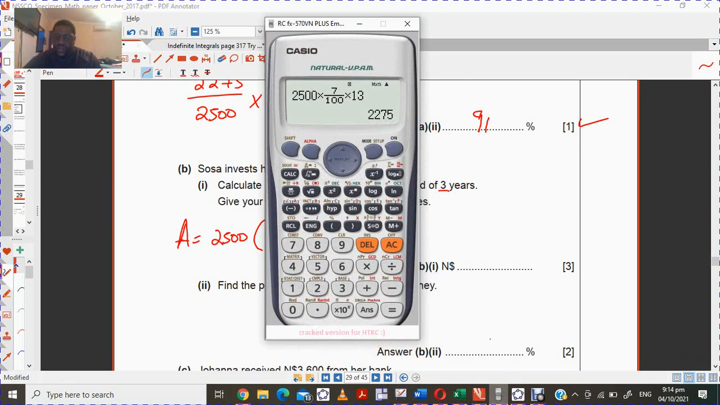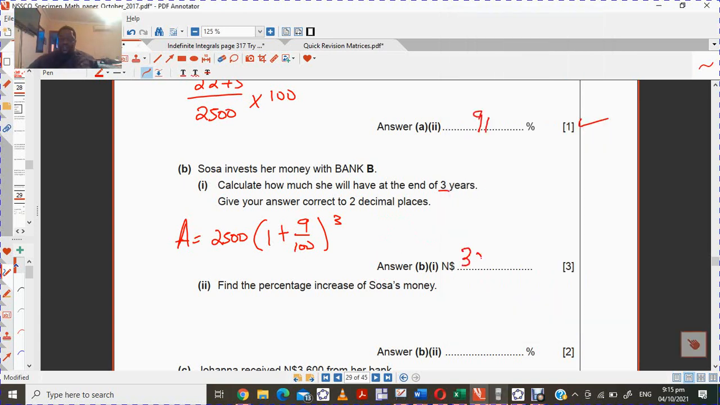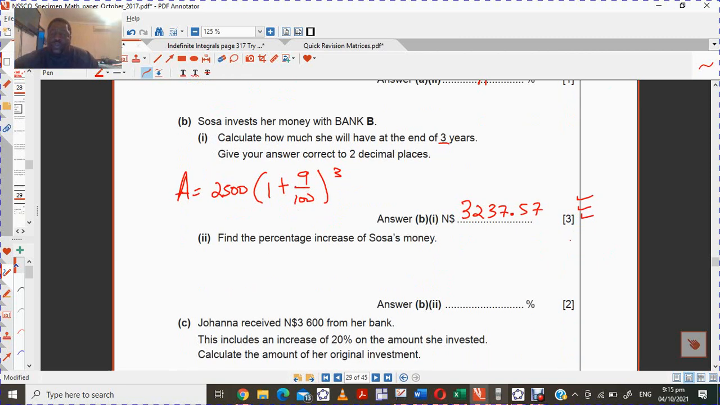Okay, grab your calculator, see what you get. Clear the last displays. So you have 2,500, open bracket, you have 1 plus 9 over 100, or 0.09, raise that to the power of 3. Okay, and remember the question says you must give your answer to 2 decimal places: 3237.57. So that is the answer then to 2 decimal places.